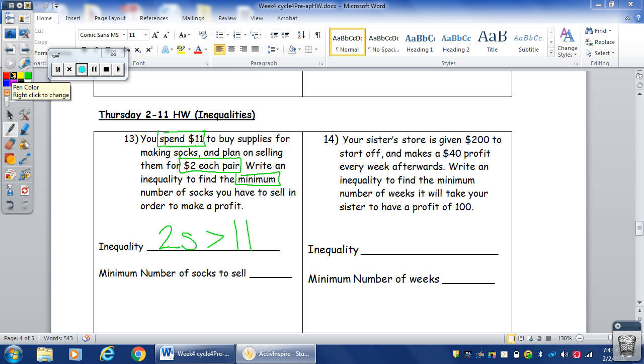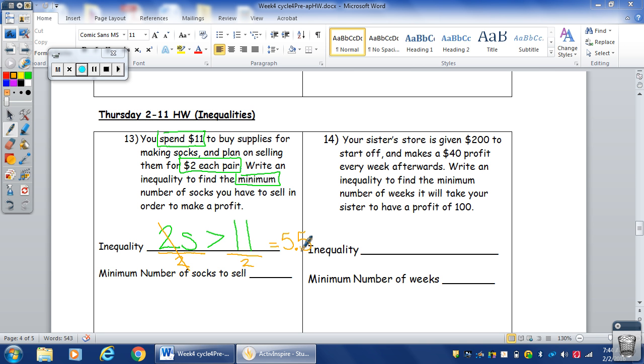So now I would solve to find the minimum number of socks I would need to sell in order to make a profit. And I know that whatever 2 times S is has to be greater than 11. Okay? So here I could solve like I do equations. In order to isolate the variable, I could divide by 2. But remember, what I do to one side, I have to do to the other. And 11 divided by 2, I know is 5 and 5/10.